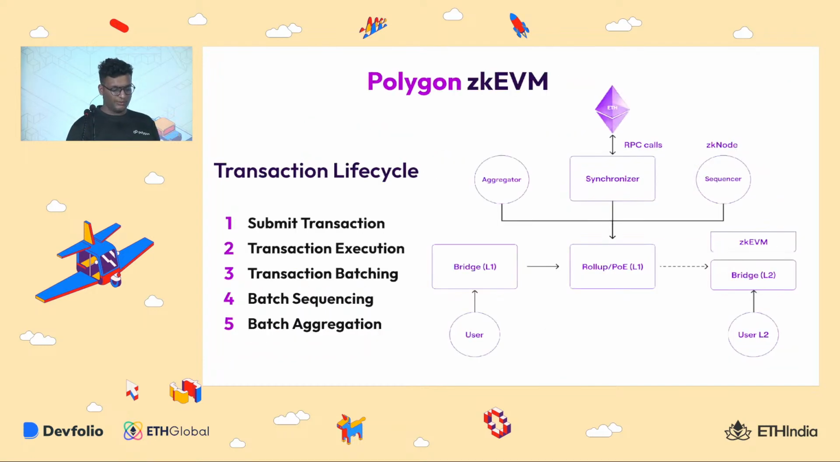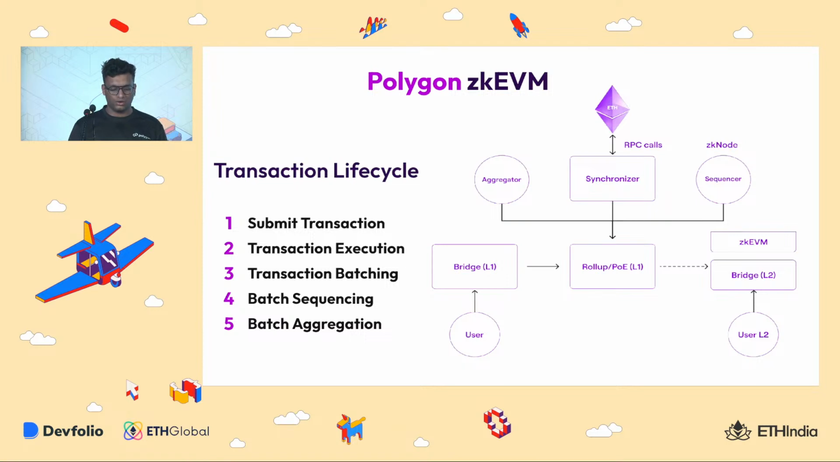So I'll quickly explain the architecture of Polygon ZK EVM. Think about this as a transaction lifecycle. We'll take a small journey from where a transaction is sent by a user till this transaction is completely final on Ethereum, right? So we start by receiving this transaction on the node, sent by a wallet or any script, if you are working on a project.